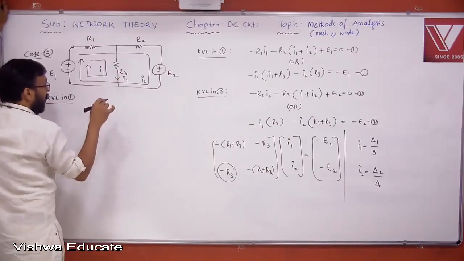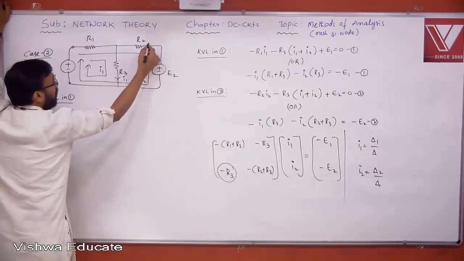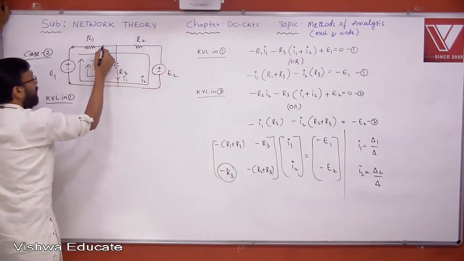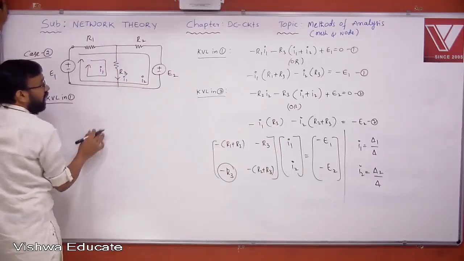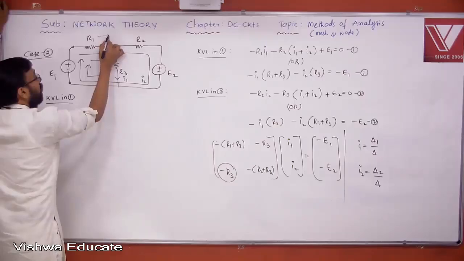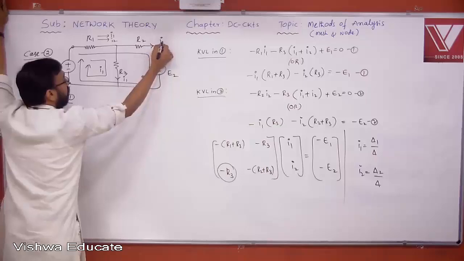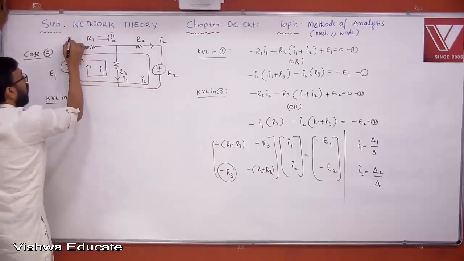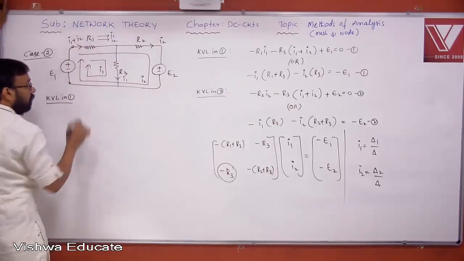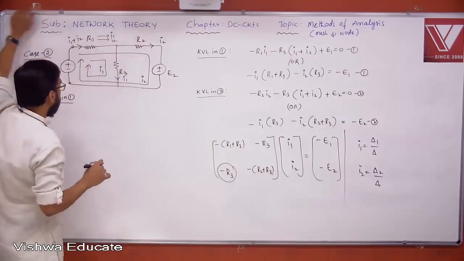If you want to get I2, where do you place the ammeter? You place it in series with R2. If you place it in series with R1, how much does that ammeter read? It reads I1 plus I2, because I1 is flowing in this direction and I2 is flowing in this direction. Yes or no, all of you? So this current is I2 and this current is I1 plus I2. Branch currents are expressed in terms of loop currents.